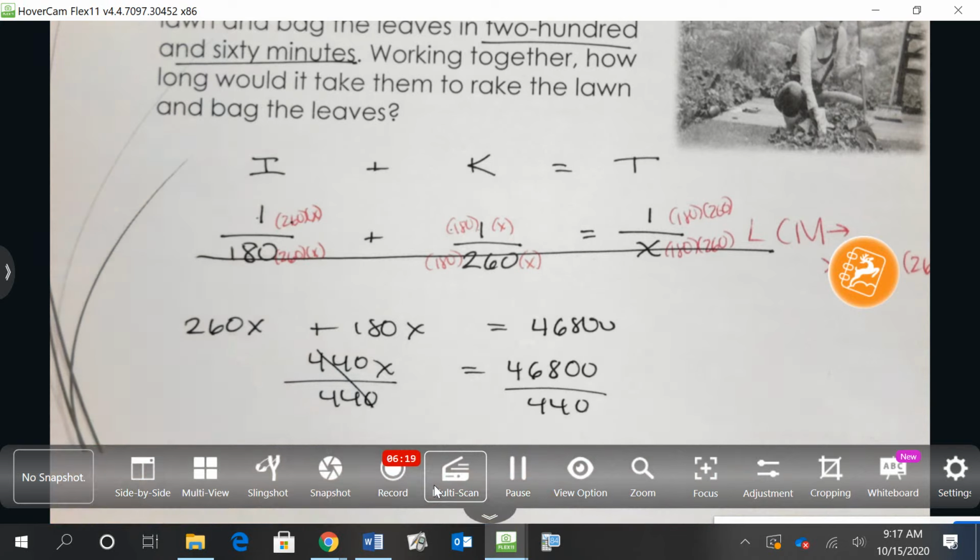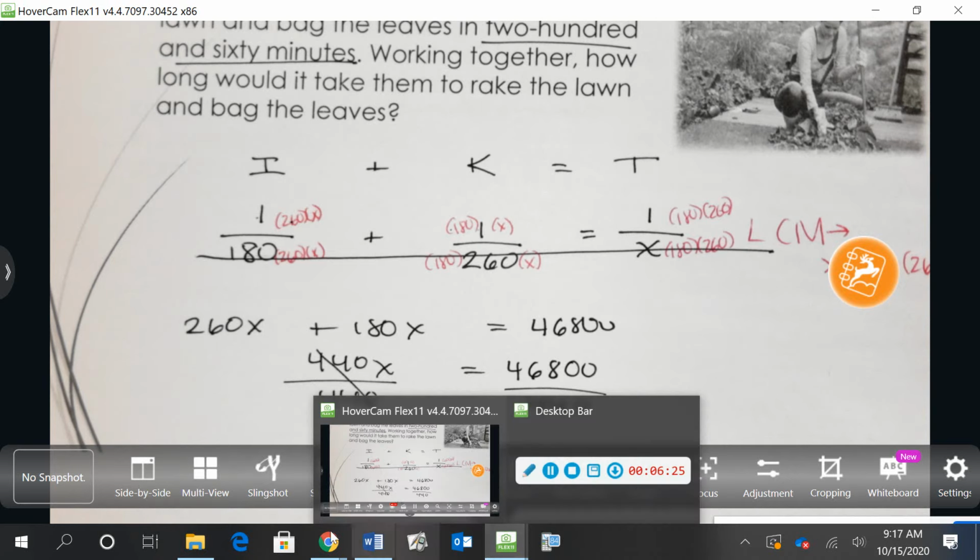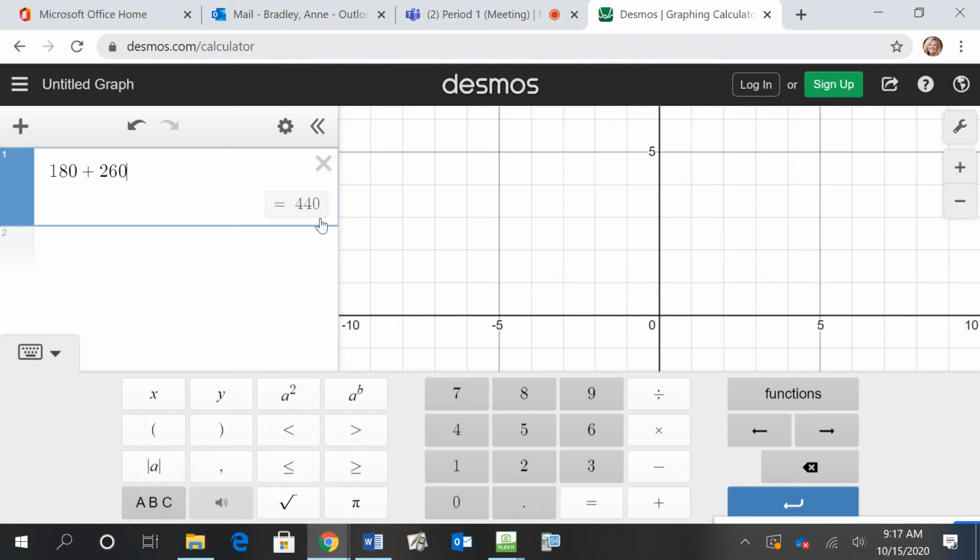To isolate the x, I divide. Remember, we often just cross it out. We think it cancels, but in reality, it divides into 1. And now I'm going to divide this onto the calculator and make sense of it in terms of this problem. So I'm taking the 46,800 and I am dividing it by 440. So I can see this is not an exact answer.